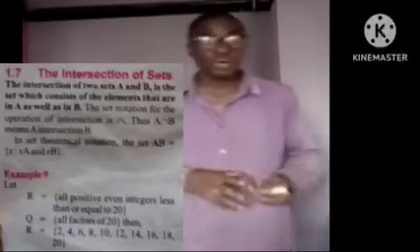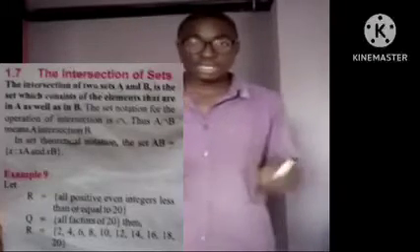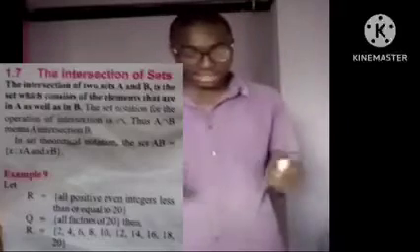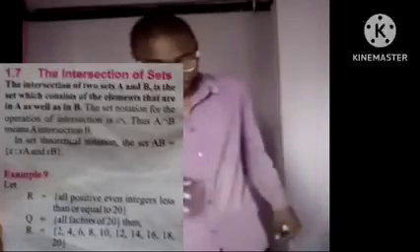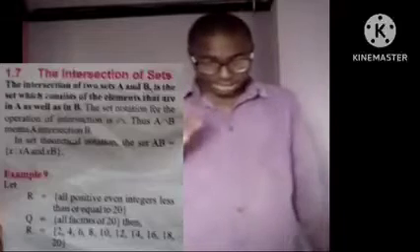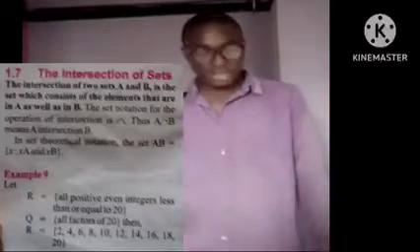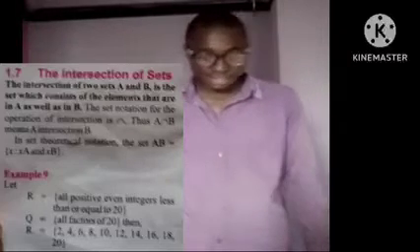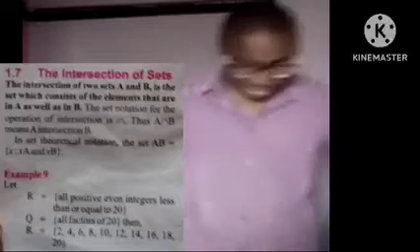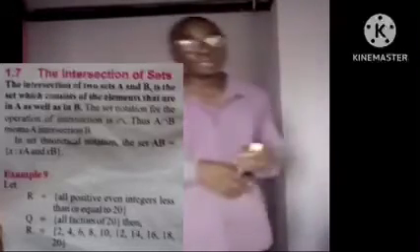The intersection of two sets is a set which consists of the elements that are in A as well as B. So basically, on this screen we have that the intersection of two sets A and B is a set which consists of elements that are in A as well as B. So basically, it's kind of like what we share. What are the common properties that those two sets share? That's called an intersection.